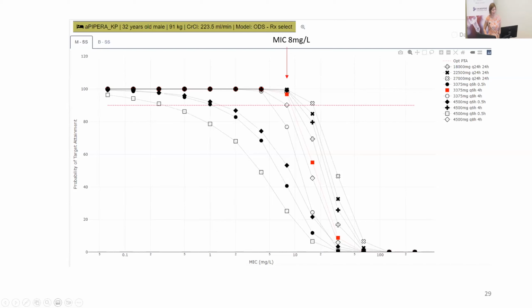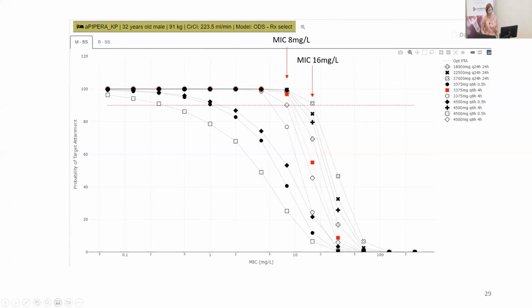So what you're looking at is the probability of target attainment, which is on the left-hand side there. And you really want a probability of target attainment in the ICU of 90% or greater, which is where the red line is. So all of the complicated little symbols that match up to the legend on the right-hand side that are above the red line can be quite useful. You can see for an MIC of 16, for this patient specifically, so that would be if you have a pseudomonal infection, it's really only a 27-gram infusion as a continuous infusion over 24 hours that gives you a higher likelihood of achieving 100% T above MIC.